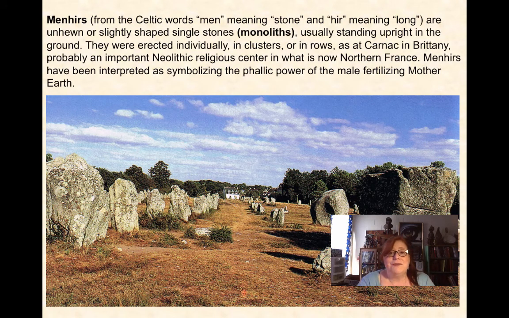So going back to our menhirs, here's a nice picture of some menhirs in Carnac in Brittany in northern France. These are also known as monoliths. Mono for one, lith meaning stone, generally standing upright in the ground, erected individually, in clusters, or in rows, as we see here in Carnac. Carnac was probably an important Neolithic religious center, and menhirs have been interpreted as symbolizing the phallic power of the male fertilizing the Mother Earth.